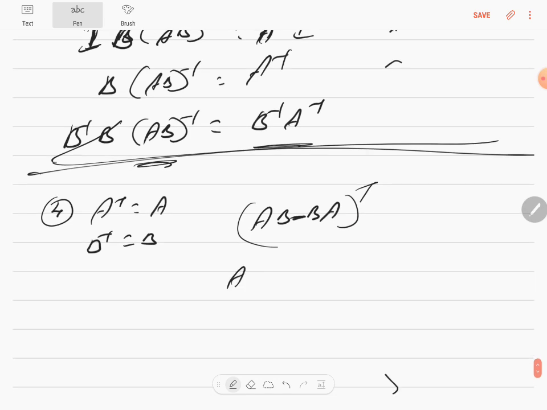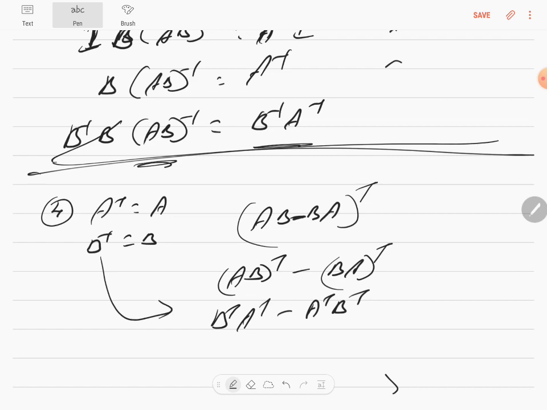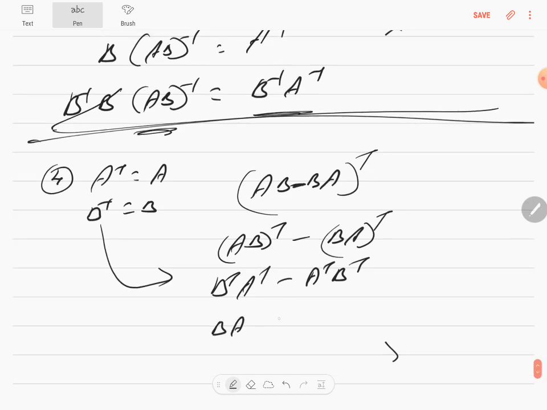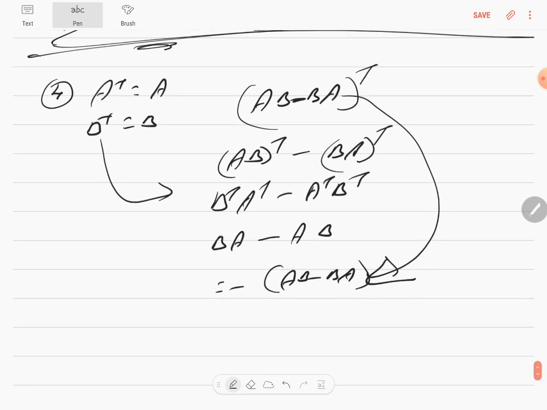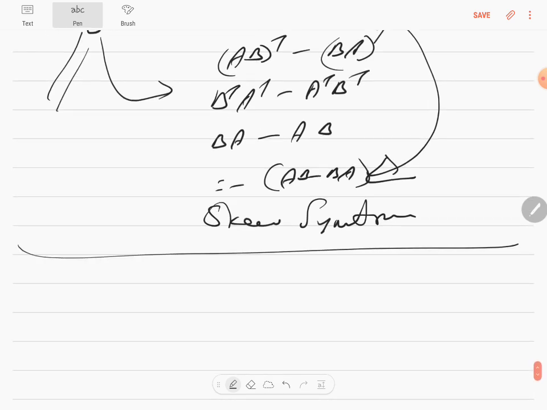Since it is a subtraction, you write it as (AB) transpose minus (BA) transpose. In descending order, B transpose into A transpose minus A transpose into B transpose. Substitute in the given: B transpose is B, A transpose is A, minus A transpose is A, B transpose is B, which is minus of (AB minus BA). Since you started with this and got a negative symbol, that shows that the matrix is skew symmetric, even though the given matrices A and B are symmetric. That's the fourth question. Let's go to the fifth question.